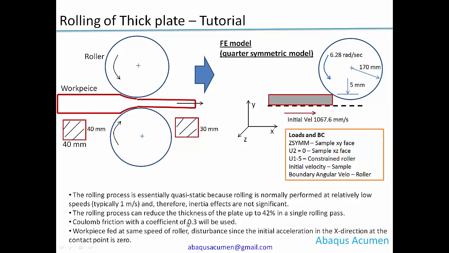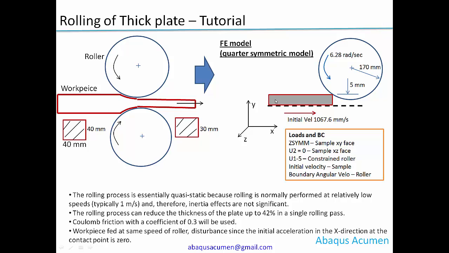Here we are considering 0.3 as the Coulomb friction, but if the friction is considered less, or inherently in the process itself it is very low, then we may expect that there will be a slip between the roller and the workpiece, and then the process won't be efficient, as well as the quality of the rolling will deteriorate. So for that we need to give special attention, so that in the process as well as in the simulation we have a coefficient of friction of 0.3 to 0.4.